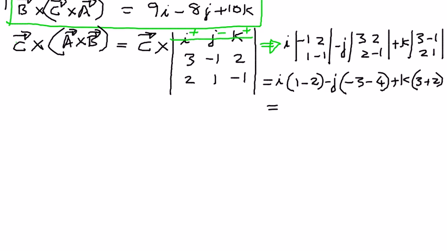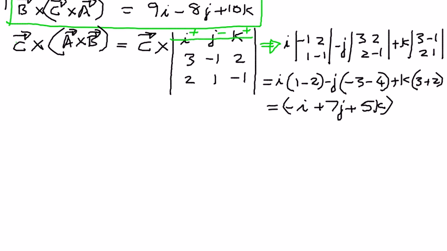Therefore this is going to be negative i. And then negative 3 plus negative 4 will be negative 7. Negative 7 times negative j will be positive 7j. And then here we have 3 plus 2 is 5k.